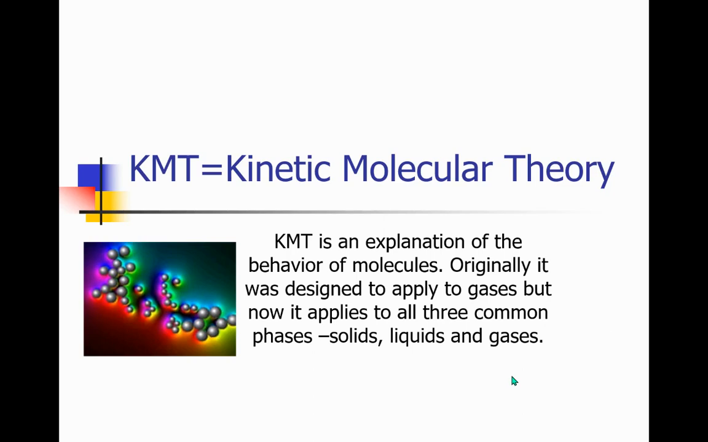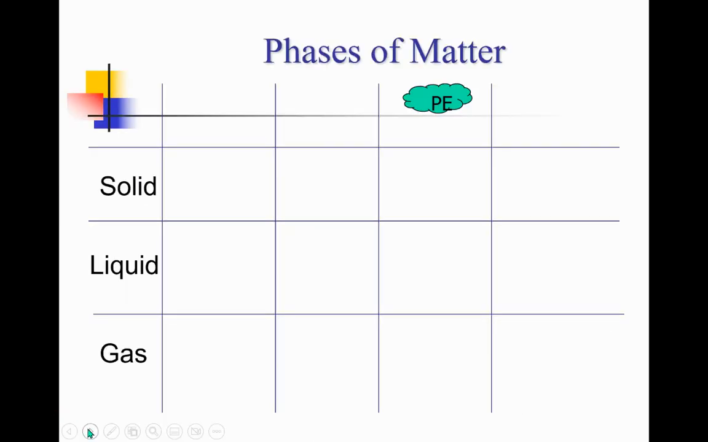It used to be just gases, but now it's applied to all three common phases. So kinetic molecular theory is trying to explain the behavior of molecules. When we say we're describing the phases of matter, we're talking about the common phases of matter: solid, liquid, and gas. You might have heard of some other phases of matter, but that's not necessarily what we're talking about when we're describing kinetic molecular theory.